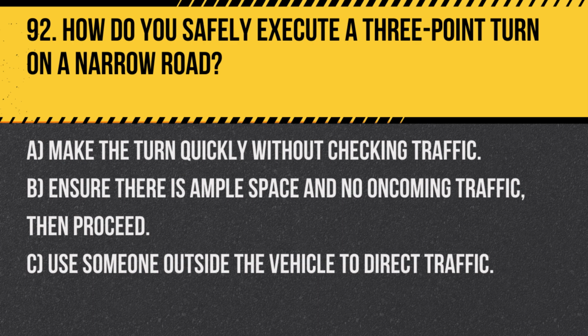Question 92. How do you safely execute a three-point turn on a narrow road? A. Make the turn quickly without checking traffic. B. Ensure there is ample space and no oncoming traffic, then proceed. C. Use someone outside the vehicle to direct traffic. Answer. B. Ensure there is ample space and no oncoming traffic, then proceed. This maneuver should be done carefully to avoid blocking traffic or causing accidents.